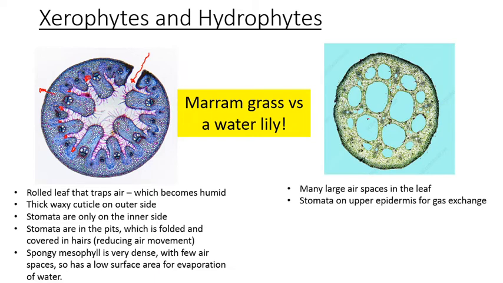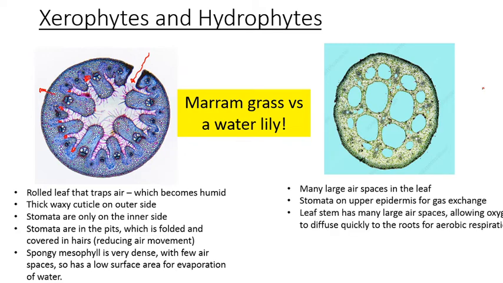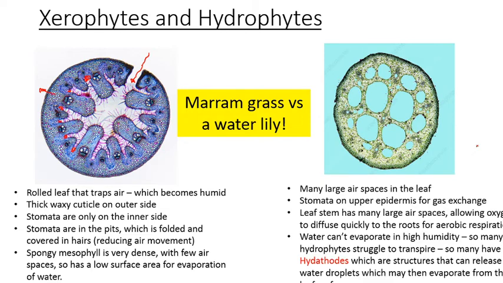The stomata are only on the upper surface of the leaf. Just think for a second why the stomata wouldn't be on the lower surface of a water lily. Water lilies, if you don't know, are the ones that float on the water. So if the stomata are on the lower surface, that means the stomata are in the lake. You're not going to get much air movement in a lake. If they're on the upper epidermis, that means, yay, they're facing the air. You can actually get gas exchange. Even the leaf stem has loads of air spaces as well, and that allows oxygen to diffuse quickly to the roots for aerobic respiration.